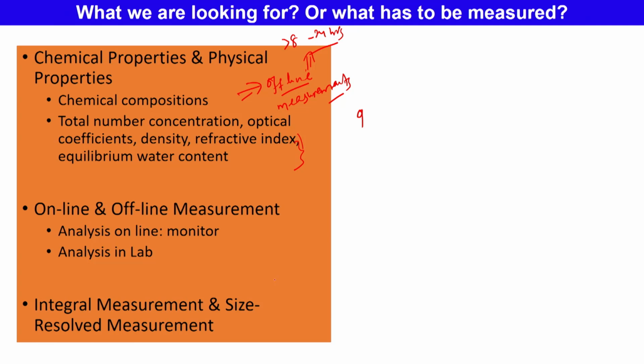Then whether you want to do online or offline measurements. When we say analyze the samples online, we generally monitor directly there. So you directly get the concentration and you get all the things immediately.